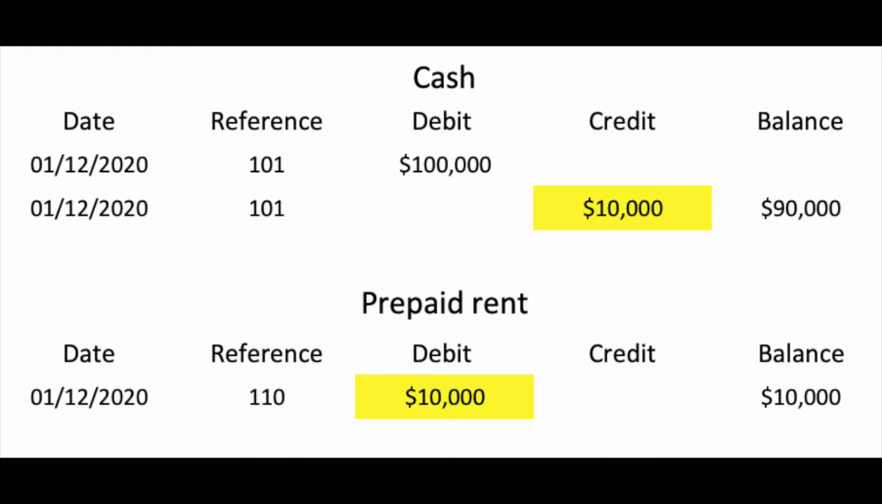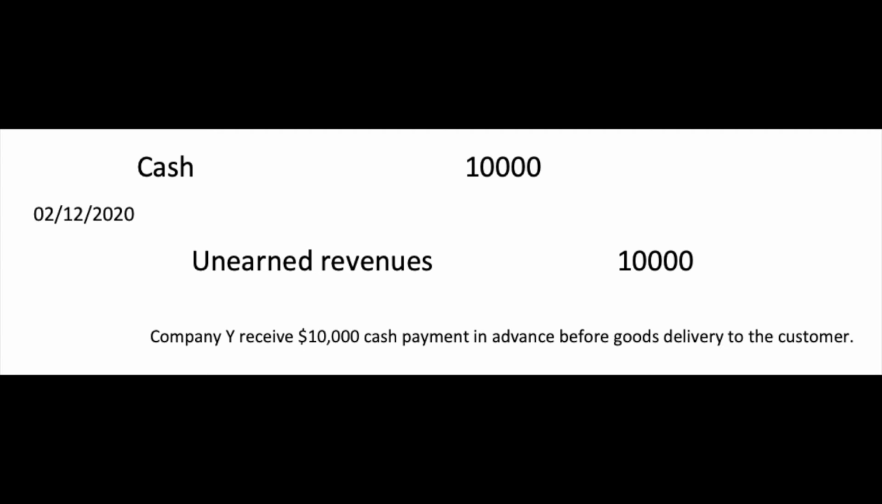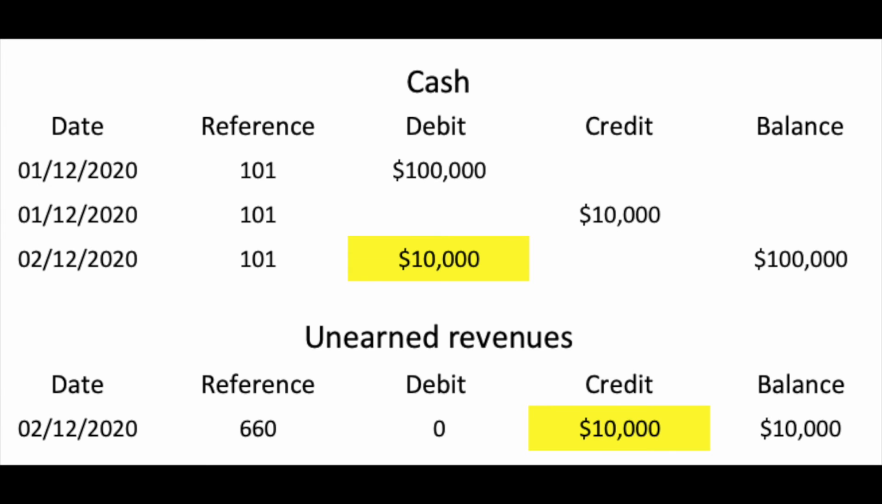Second transaction affects 2 ledger accounts, prepaid rent and cash. Company posted $10,000 in account number 110 and a reduction of $10,000 in account number 101. Third transaction affects 2 ledger accounts, cash and unearned revenue. Company posted $10,000 in account number 101, and $10,000 in account number 660.